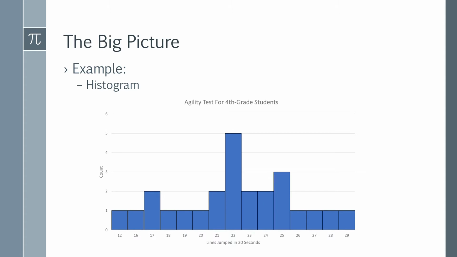So here's a histogram of our data, and let's take a look at that. What can we say about that to describe it? Well, it's unimodal. We've got a peak there at 22 lines jumped. It looks like we had 5 students that jumped 22 lines in the 30 seconds. It's approximately symmetric, and that is approximate. It's not exactly symmetric, but remember, it doesn't have to be perfectly symmetric as long as it's approximately symmetric. There's nothing there that shows any skewness one way or the other.